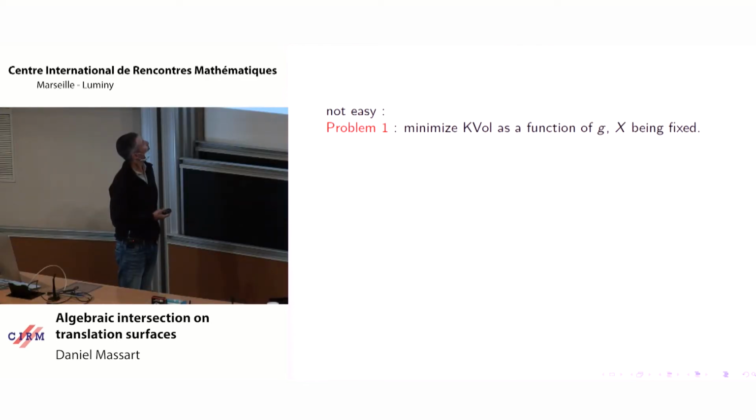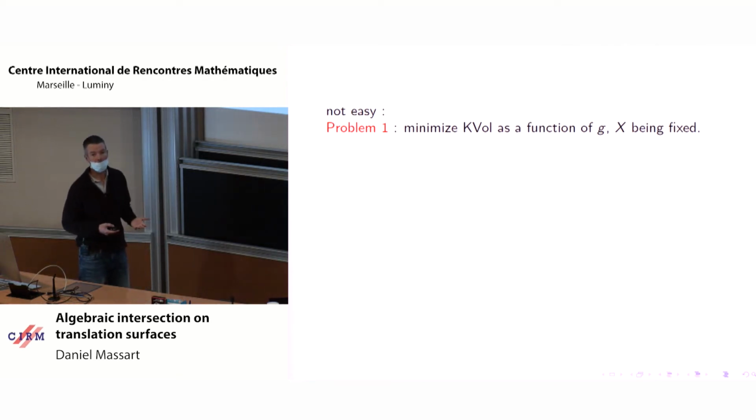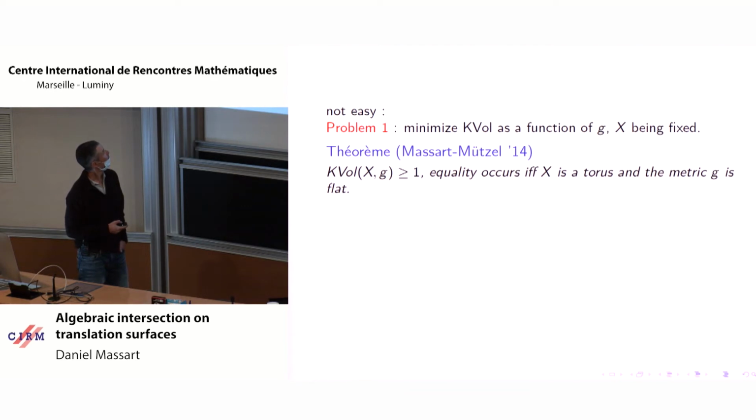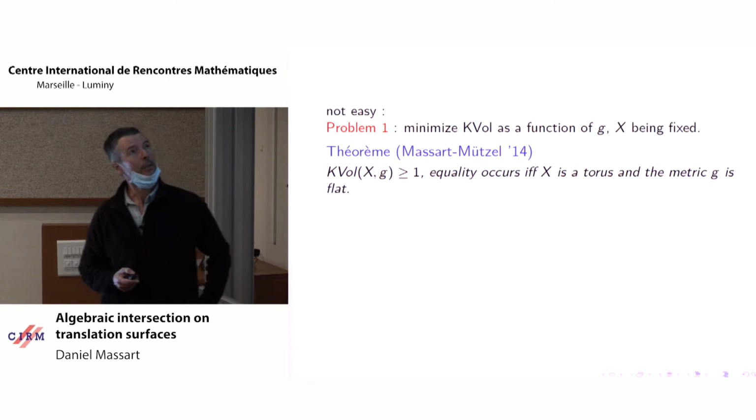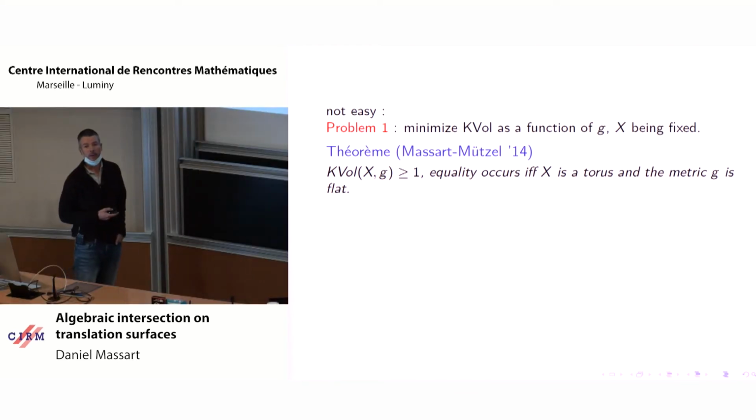There's a general problem: try to find the infimum or maybe the minimum of this quantity over all possible metrics. We can actually say something about this problem. Bill is always greater than or equal to 1, and it is equal to 1 if and only if the surface is a flat torus. Okay, so we have the answer.